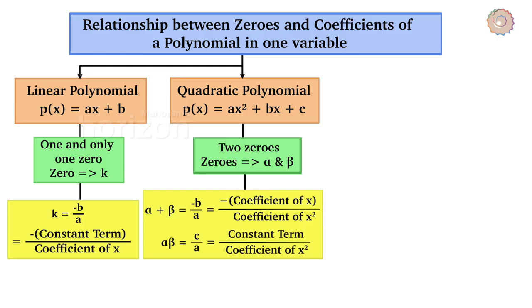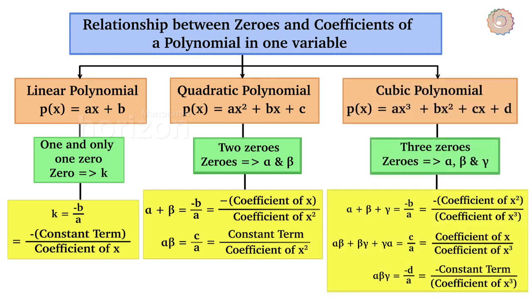And for a cubic polynomial, the sum of the three zeros will be equal to minus coefficient of x² divided by coefficient of x³. The sum of the products of the three zeros taken 2 at a time will be coefficient of x divided by coefficient of x³, and the product of the three zeros will be equal to minus constant term divided by coefficient of x³.